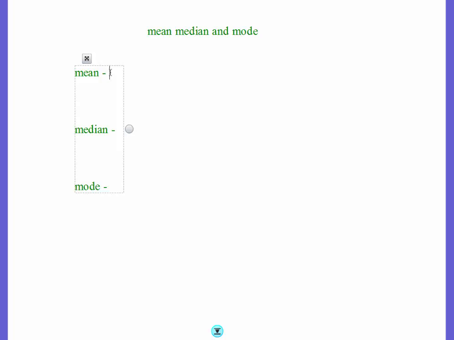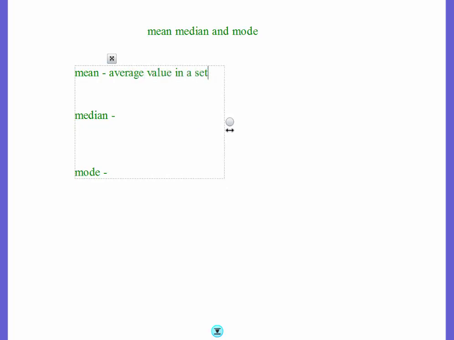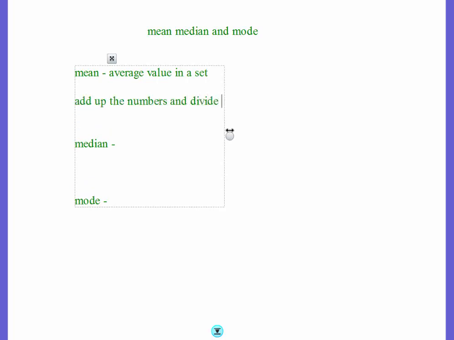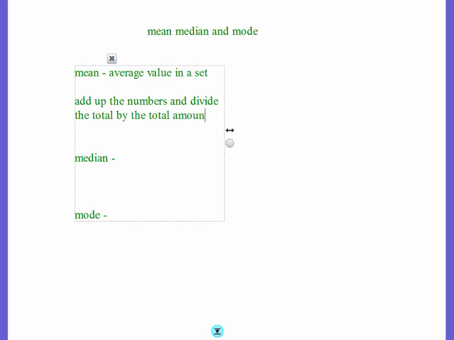Knowing how to use them and knowing what to do goes back to knowing their definitions. So the mean is just another word for the average, okay? So everyone knows that average value in a set. The way we find the average is you add up the numbers and divide the total by the total amount of numbers in the set. So that's the definition of mean, aka the average, and that's how you find it. So we'll go next to the median.